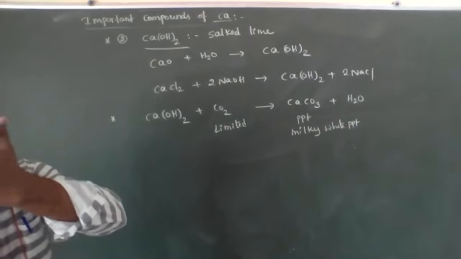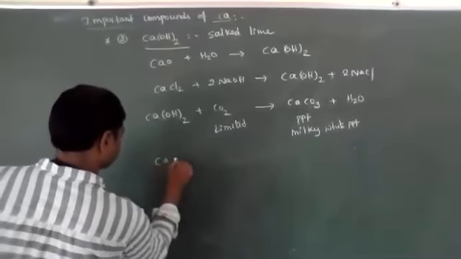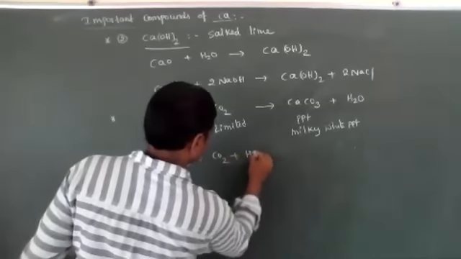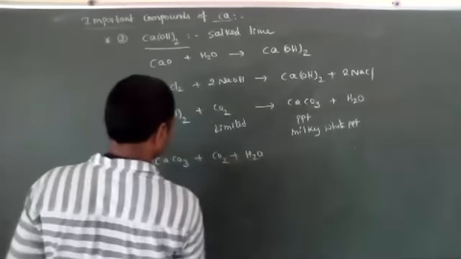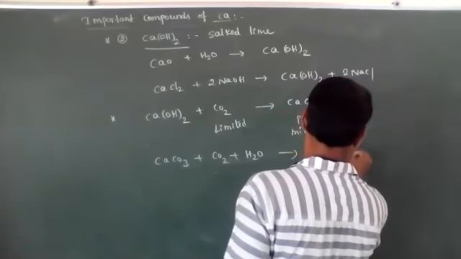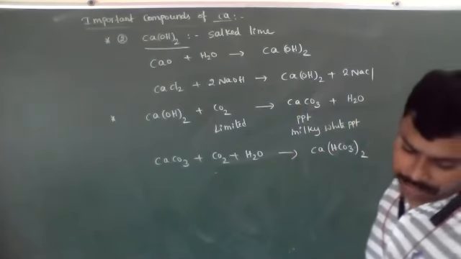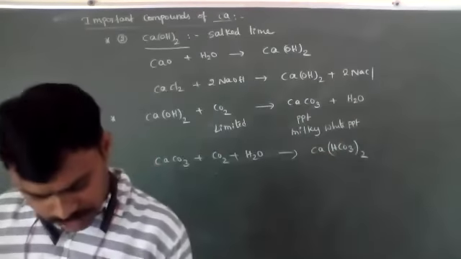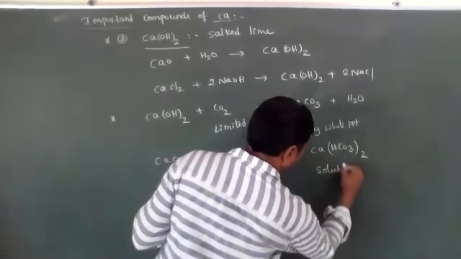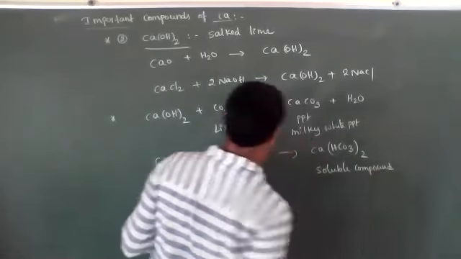For example, if you are taking excess carbon dioxide, then it forms Ca(HCO3)2. Calcium bicarbonate will form. With excess, it forms calcium bicarbonate, which is a soluble compound in water. Okay, students.